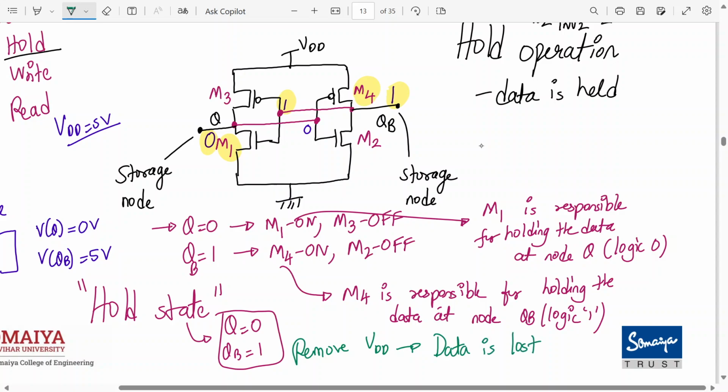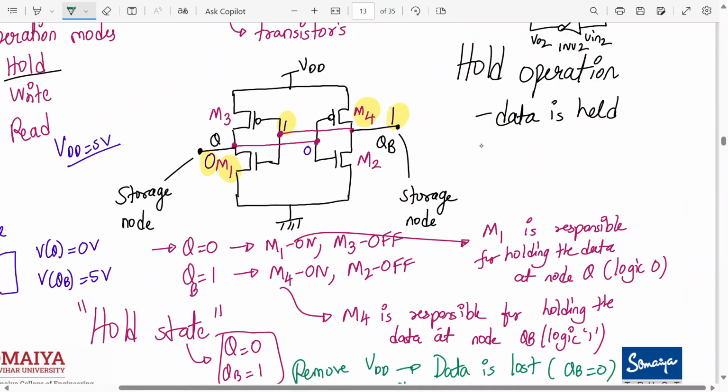Because VDD is responsible to charge the QB node to logic 1. Now if VDD is not there, who will charge this node to logic 1? So data will be lost. That means QB will become 0, so the data is changed. If 1 was stored, it is lost. That's why it's called a volatile memory. Okay, agree? So without VDD, the data will be lost. Understood this?